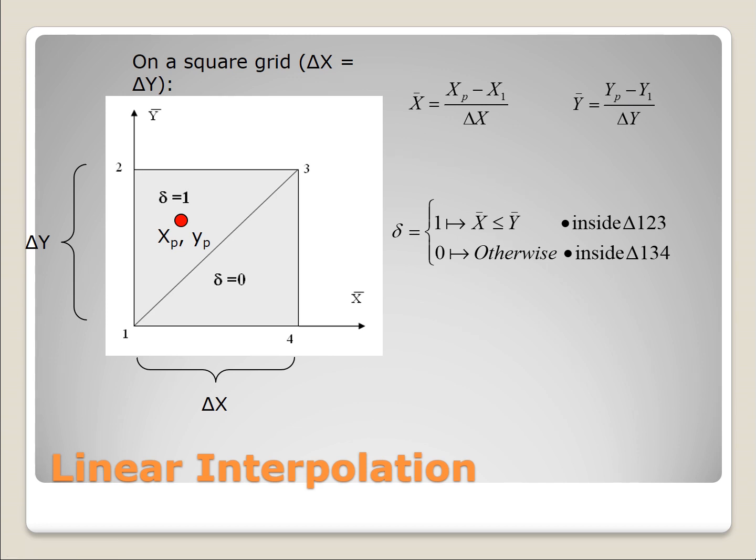Then we have to determine where the point is within that square. Is it in the top triangle or is it in the bottom triangle? So if x bar is less than y bar, we know that it is in the top triangle, so 1, 2, 3. If it is the opposite, so if x bar is greater than y bar, then it's in the bottom one, so 1, 3, 4. This is how we assign this delta. So we have 1 or 0.